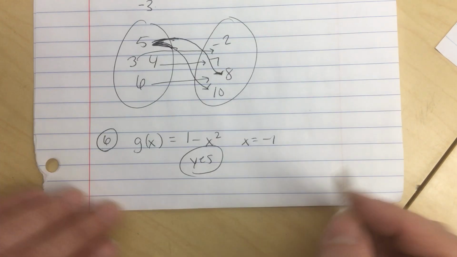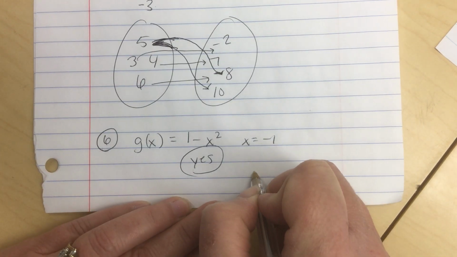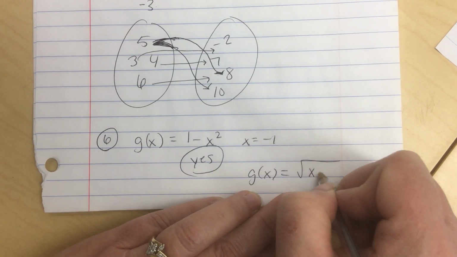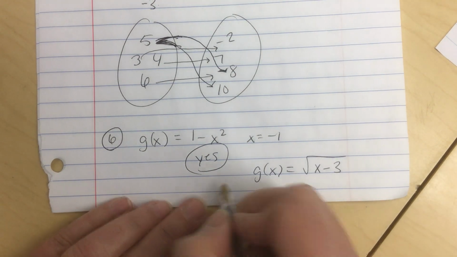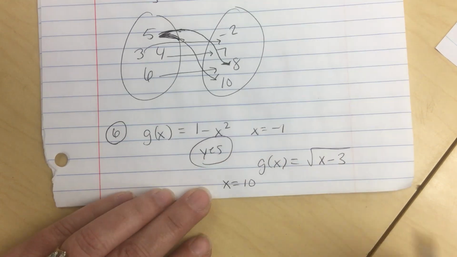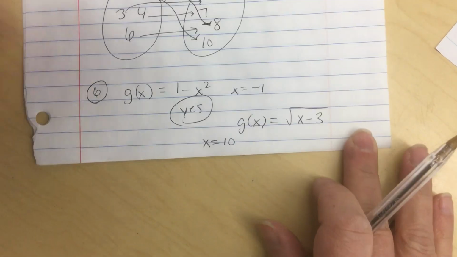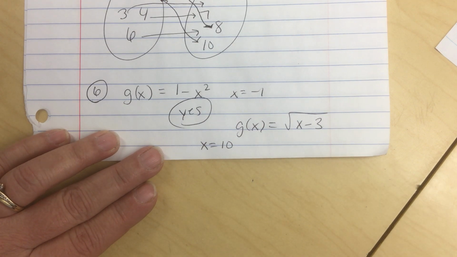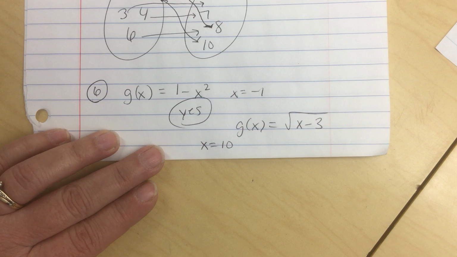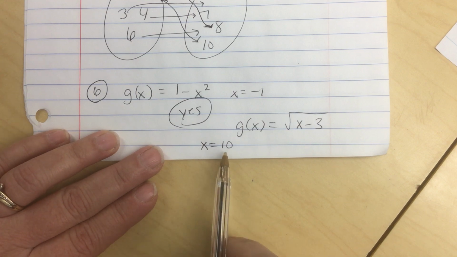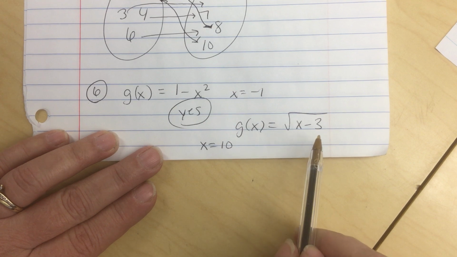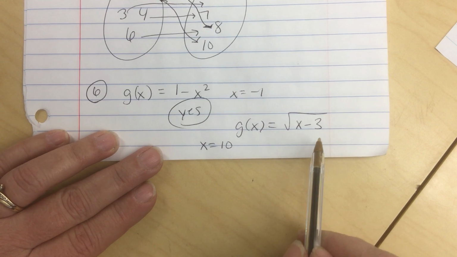It would make more sense if I said g of x is equal to the square root of x minus 3. Is x equals 10 in the domain of the function? Can I plug 10 into here and get a legitimate answer? Everybody think about that and tell me yes or no. Yes. Correct, because 10 minus 3 is 7, and I can find the square root of 7. It's a messy decimal, but it exists.